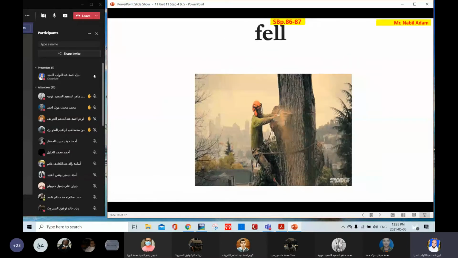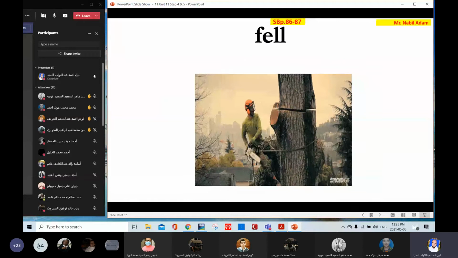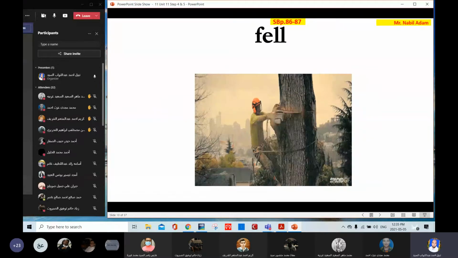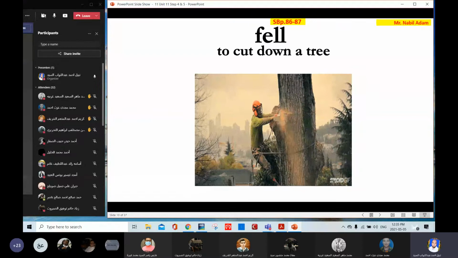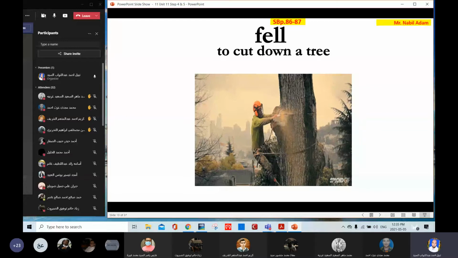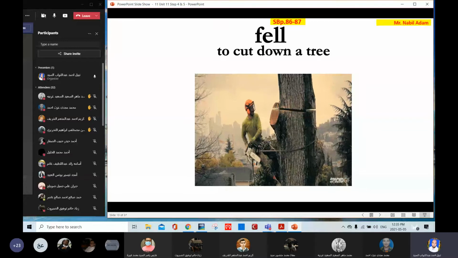Fell. Fell, F-E-L-L. Fell is a regular verb and it means to cut down a tree. What is the man doing? He is felling a tree. Felling a tree means cutting down a tree. You have to notice there is a difference between fall, fell, fallen.